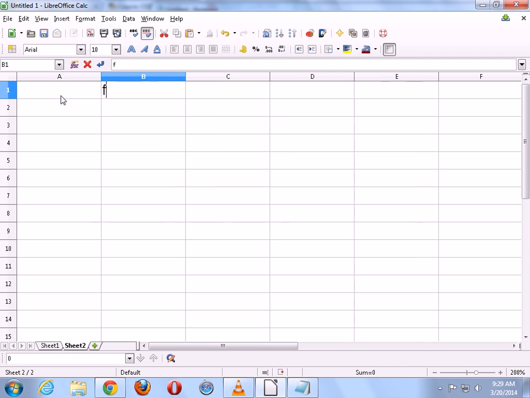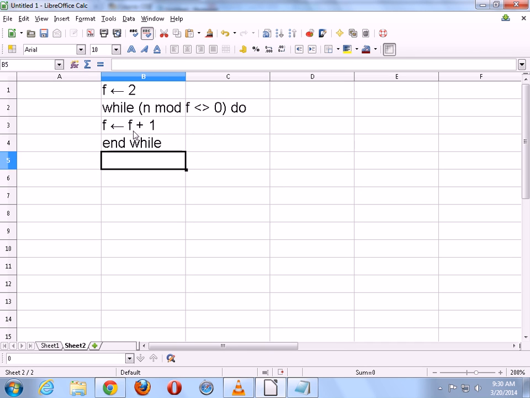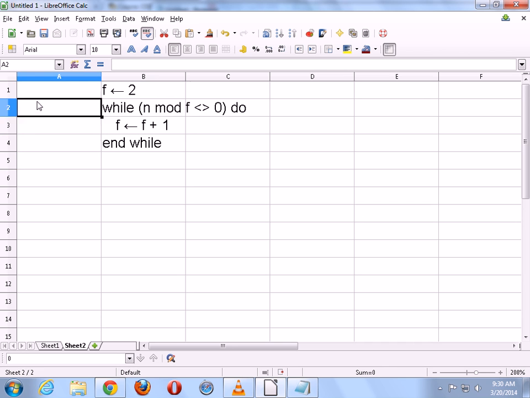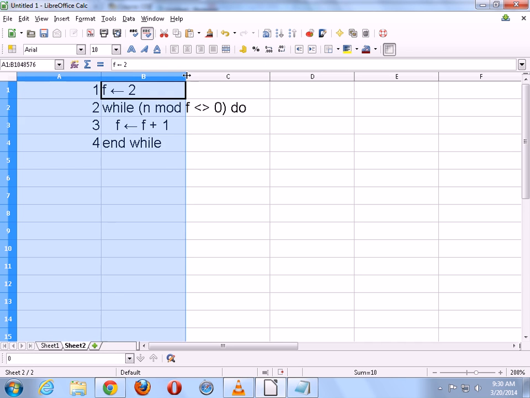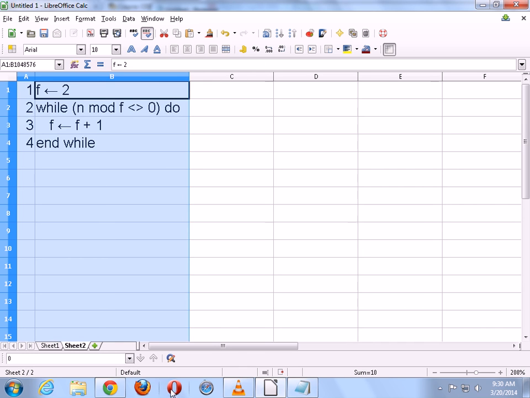All right, let's do it again. f gets a value of 2, while n mod f does not equal 0, do the following: f gets f plus 1, and while. So we'll test this algorithm to see whether it works or not. I'm not going to throw something really big at it, because there's no point in testing it all the way up to 101. So we'll throw something that's relatively quick, just so that we have an idea of how it works.